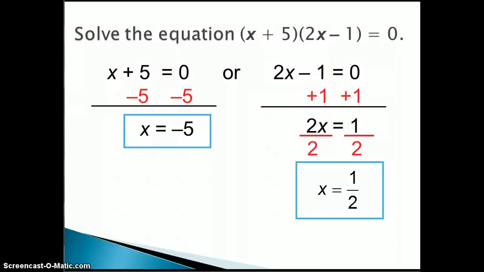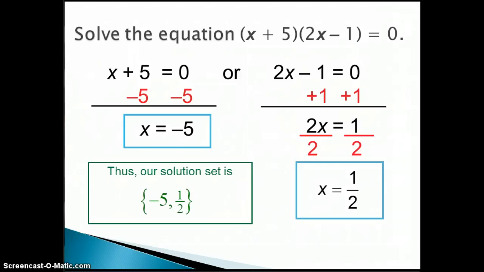Thus, if x equals negative 5, then this equation will be true because the factor x plus 5 would be equal to 0. And if we multiply anything times 0, we get 0. Similarly, if x equals 1/2, that will make the equation 2x minus 1 equals 0 true. And so you would have x plus 5 times 0, and anything times 0 is 0. So both of these are solutions to the original equation. So our solution set includes the number negative 5 and the number 1/2.